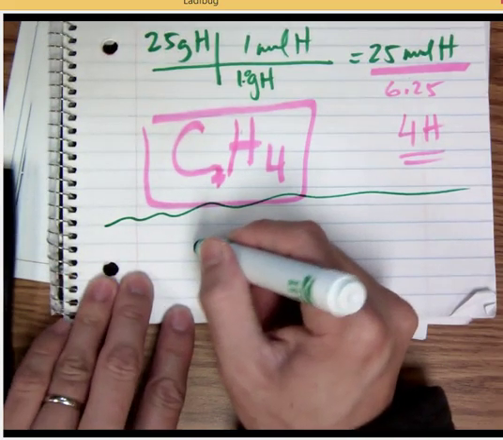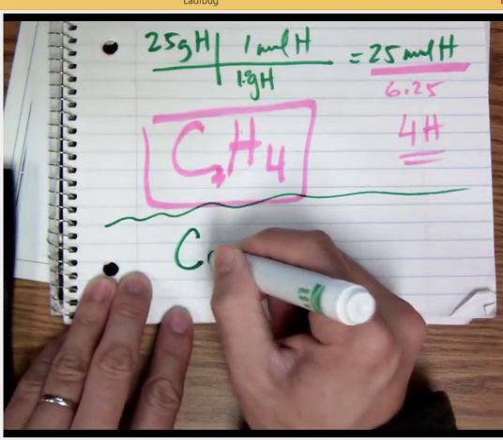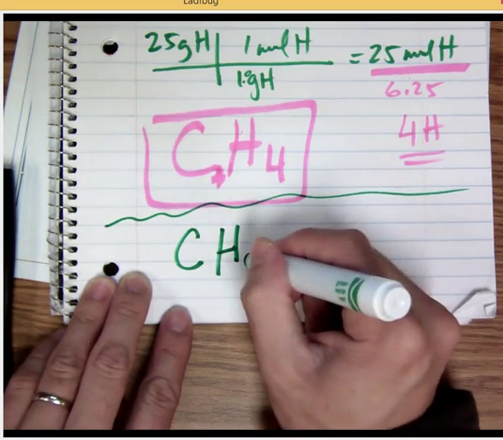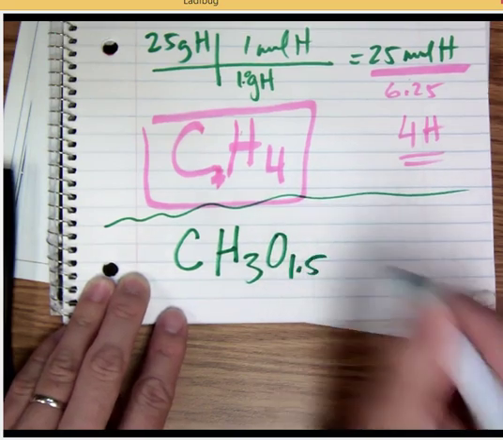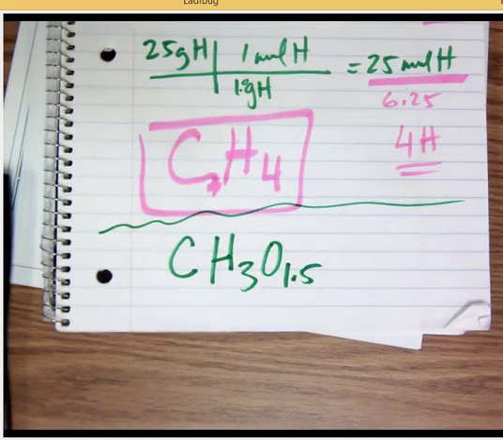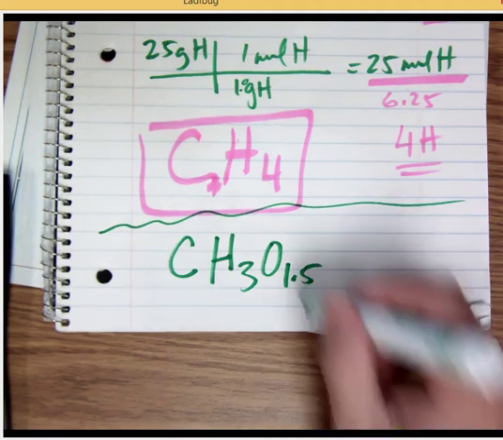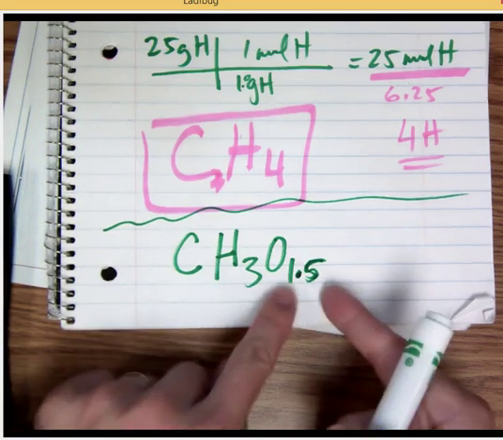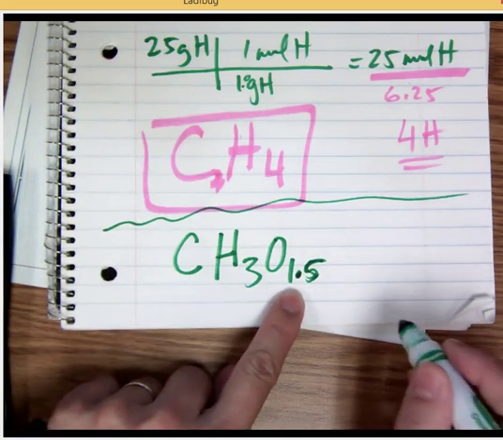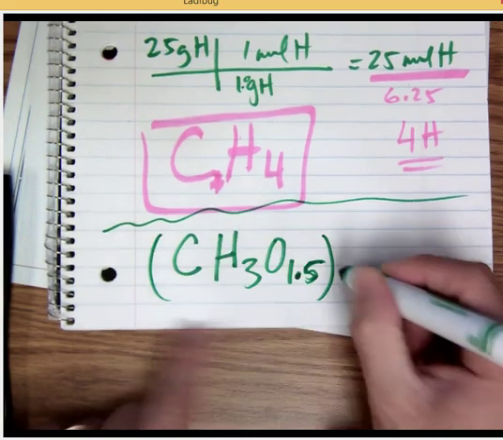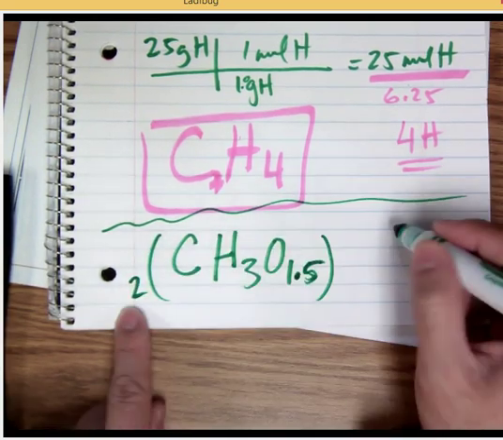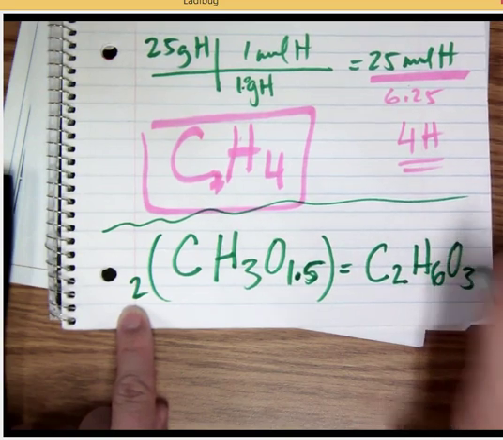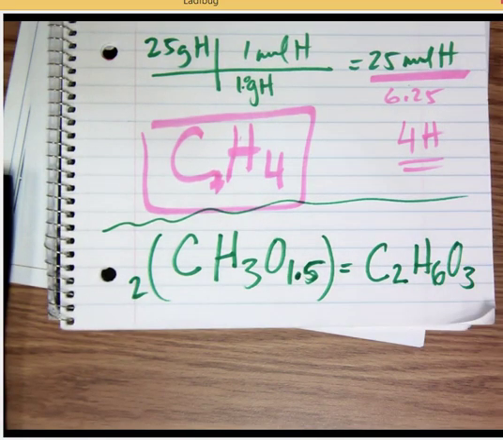You might see something like, I'm just making up a compound, C, H3 and O 1.5. Once you divide by the smallest number, you might get that. To get rid of this 1.5, what can you multiply by to make it a whole number? Well, if it's 0.5, you can multiply all of them by 2. Double everything up, so C2H6O3.